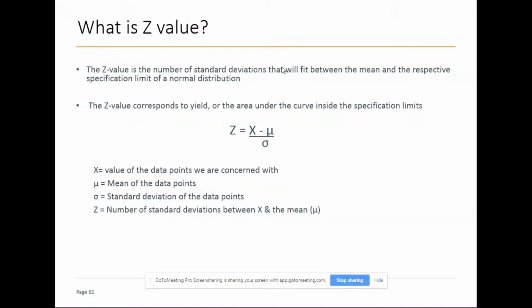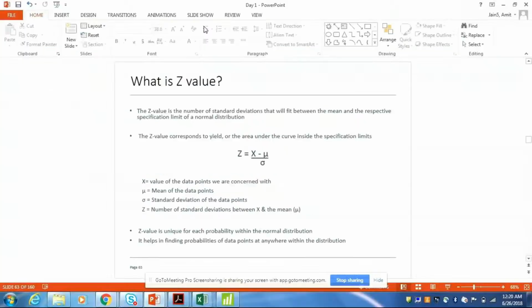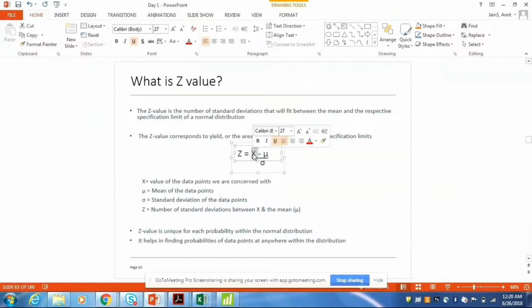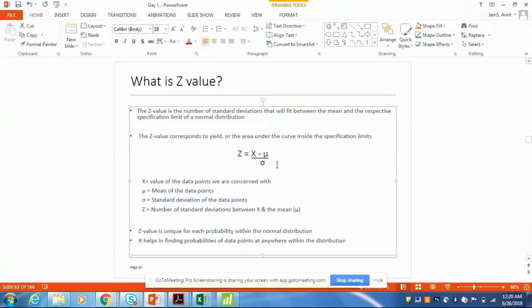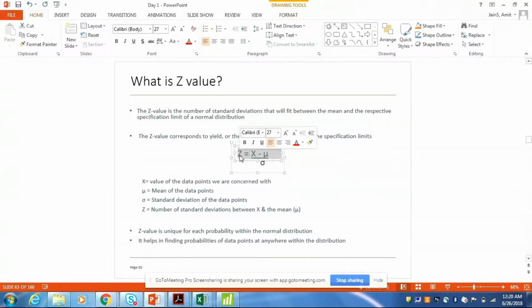Remember, we said if you have 6 standard deviations between the mean and the specification limit. So let's say this X is the specification limit minus the mean. If you're able to fit 6 standard deviations, that means your process is working at a 6 sigma level. So this is a formula that is telling us that itself, isn't it?